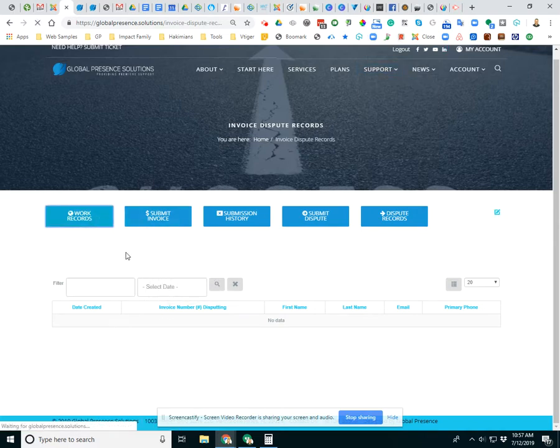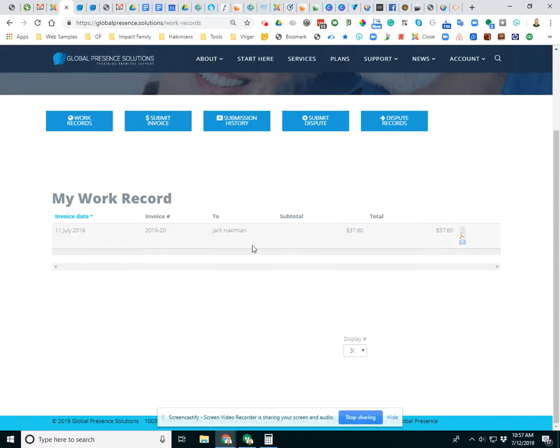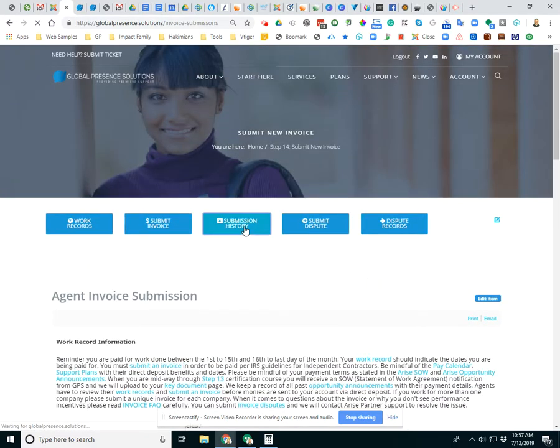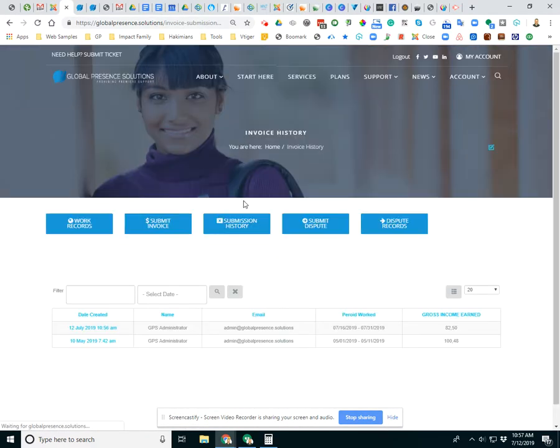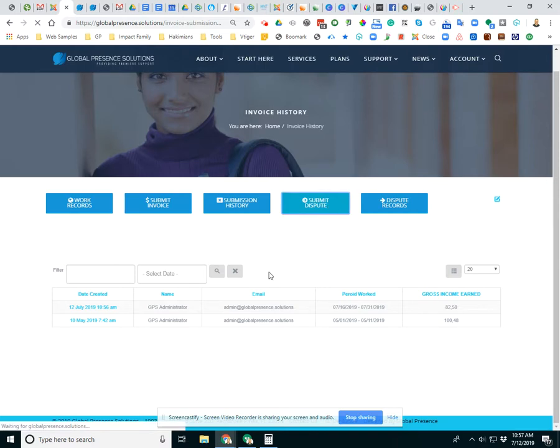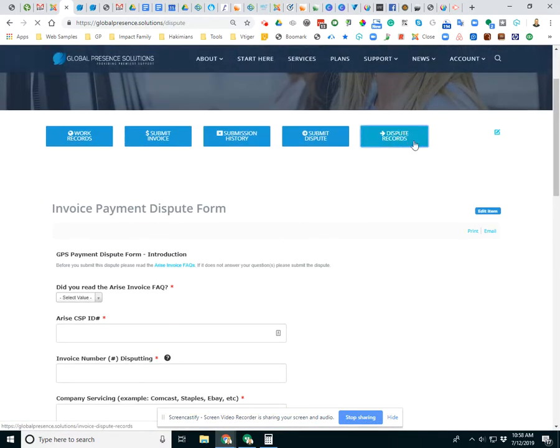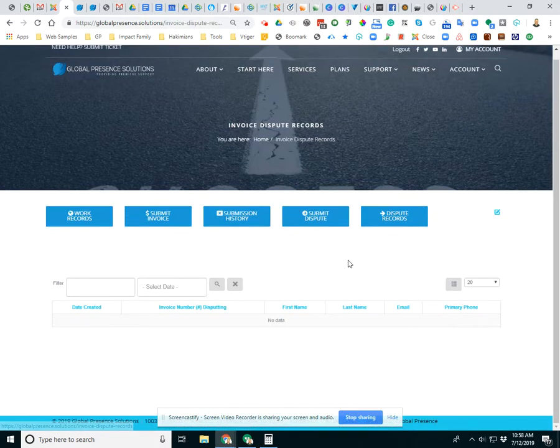Okay, so again, this is your work record sent to you by Arise and us. Here you submit your invoice. Here you can see all your invoice submission history. Here you can submit a dispute. Here you can see your dispute records.